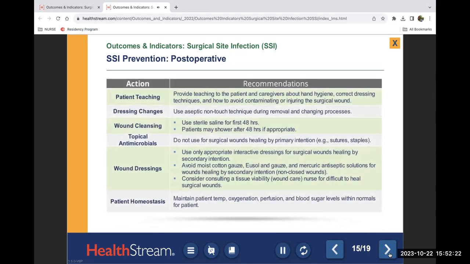Post-operative prevention of SSI involves aseptic, non-touch dressing changes. Use sterile saline for any wound cleansing if needed within the first 48 hours after surgery. Avoid using antimicrobial ointments or debridement substances on any wound unless specifically recommended by a wound specialist. Remember that patient homeostasis is just as important after surgery as during surgery. Patient education on infection prevention cannot be overlooked, especially since more patients are being sent home earlier in their recovery or the same day as their surgery.